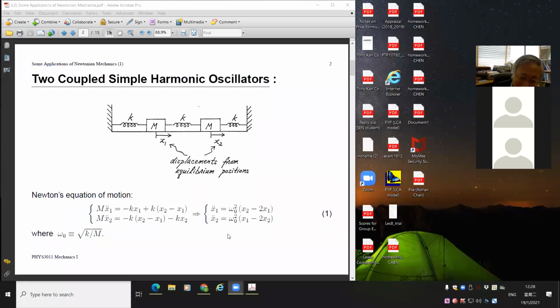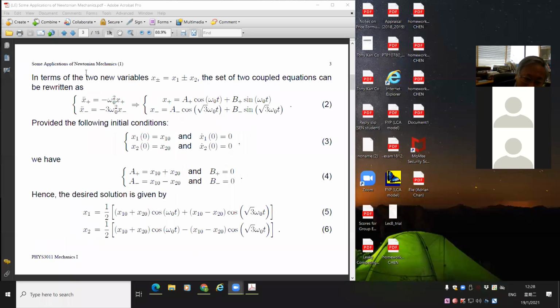How do we do that? So first of all, we introduce two new variables. We call them x plus and x minus. X plus is x1 plus x2. X minus is x1 minus x2. Sometimes we may use the language that x plus is proportional to the center of mass of the problem. X minus is the relative coordinate.